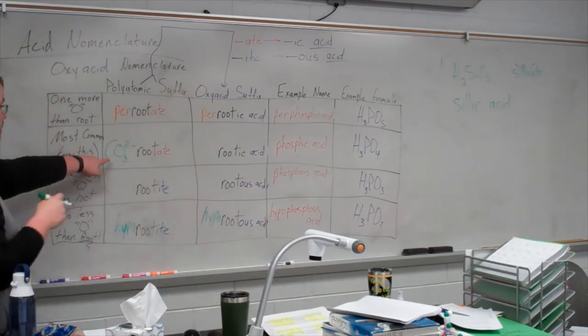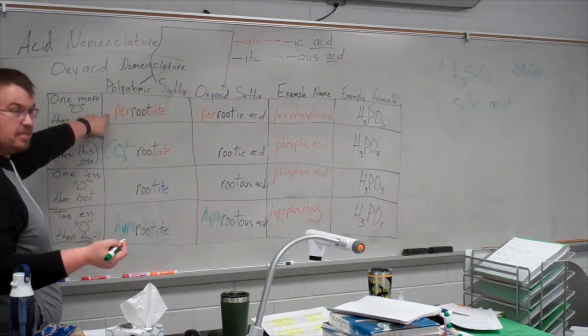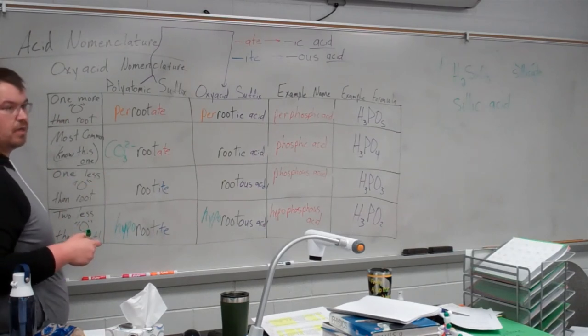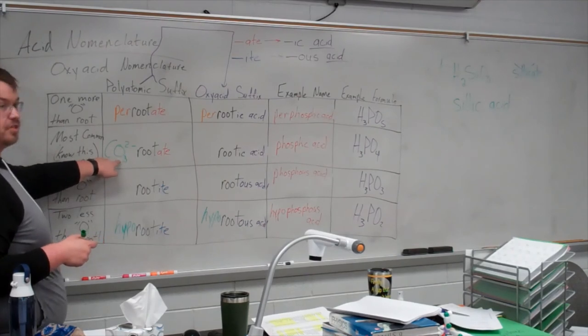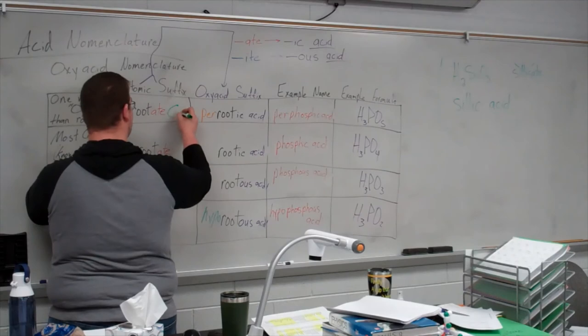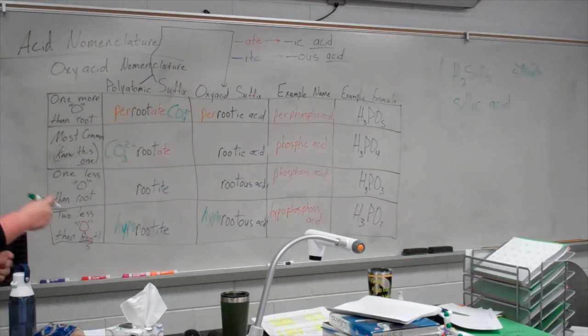Let's go up here to per root ate, okay? So it's going to be percarbonate, one more oxygen than the root. What's the chemical formula? One more oxygen than the root. This is the root. CO4, 2 negative. You wouldn't change the negative 2? No, that charge will stay the same.